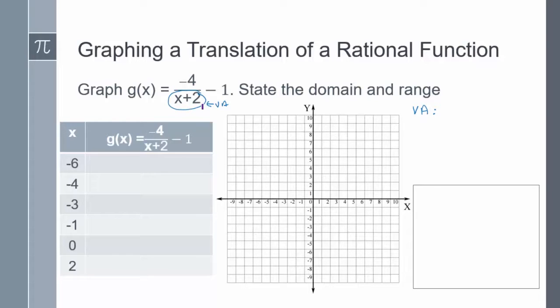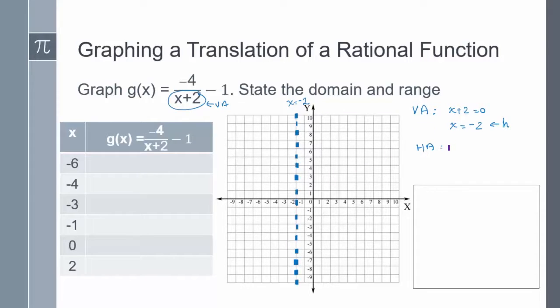To find our vertical asymptote, we want to find the value for x where x cannot equal 0. So what I do is I set x plus 2 equal to 0 and solve for x. X is equal to -2. This is the h value of the vertex form of our rational function. So I plotted the asymptote of x equals -2 right over here.